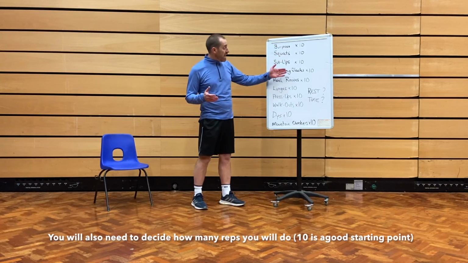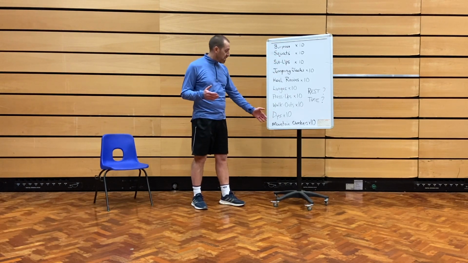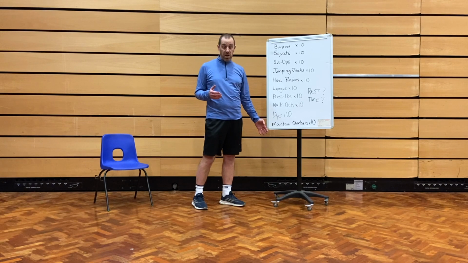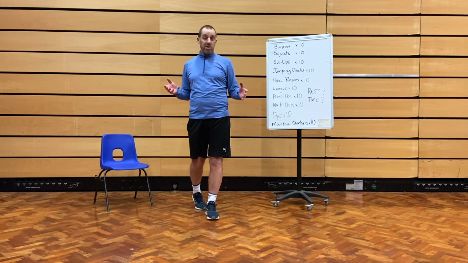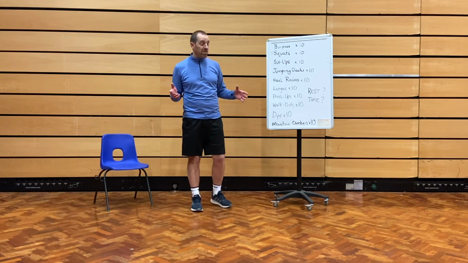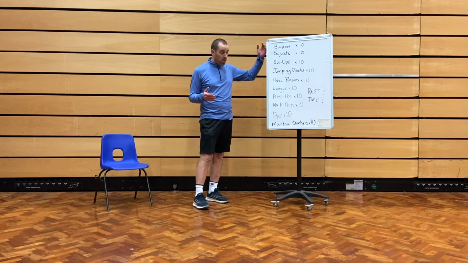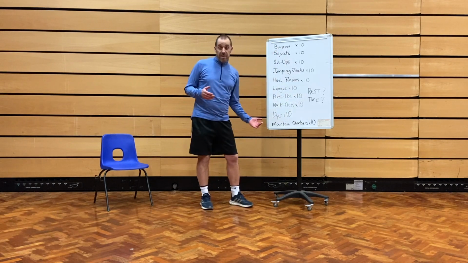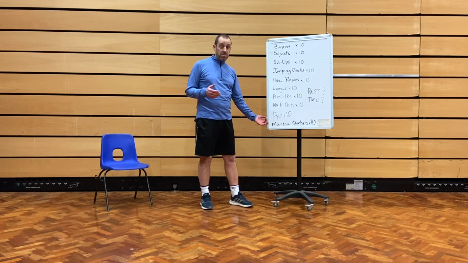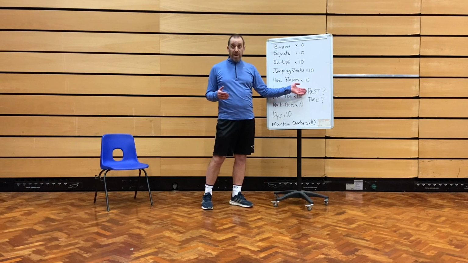So we're going to do 10 of each and I've got 10 exercises. So that is 100 exercises each time I go through that. So if we say each exercise is going to take 1 or 2 seconds, that's several minutes work going through that. Then, having picked your 10 exercises and your number of reps, you need to decide your rest time.